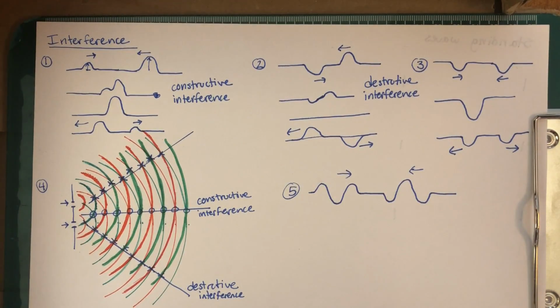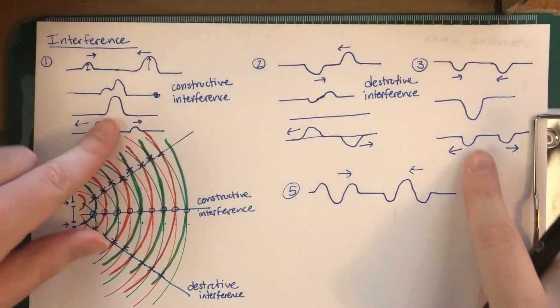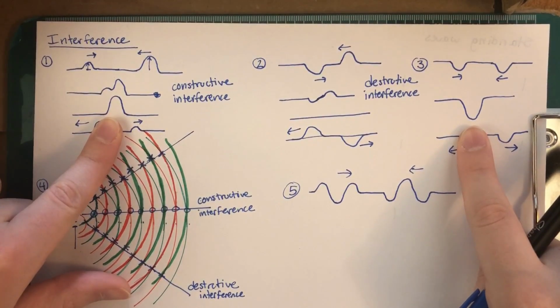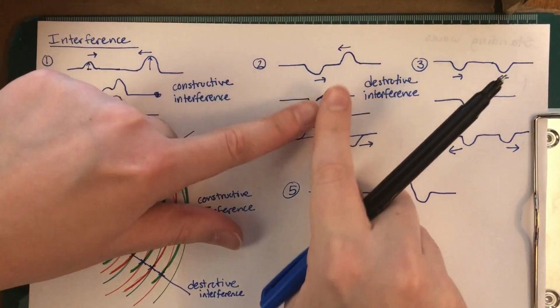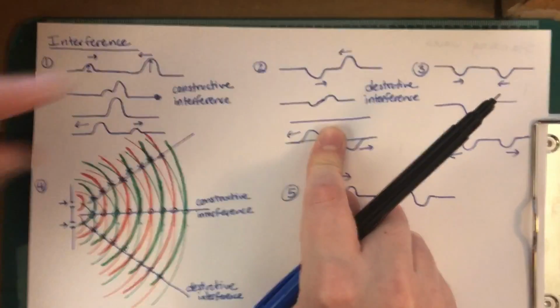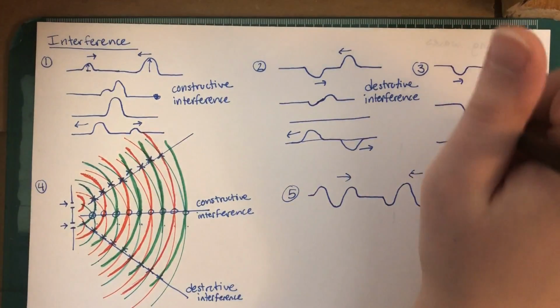But it's still the same idea. When the top lines up with the top or the bottom lines up with the bottom, we get something like this, where the wave gets stronger. If a top lines up with the bottom, we get them canceling out. So this would still be considered constructive.